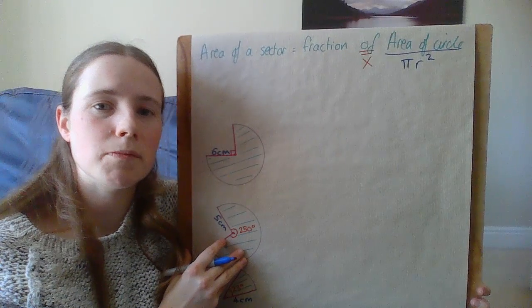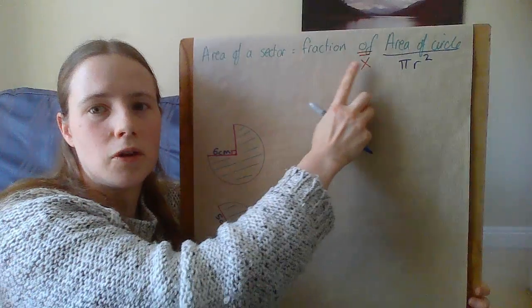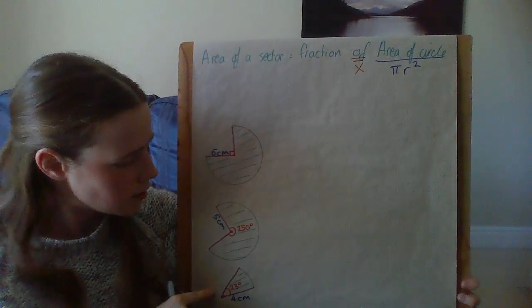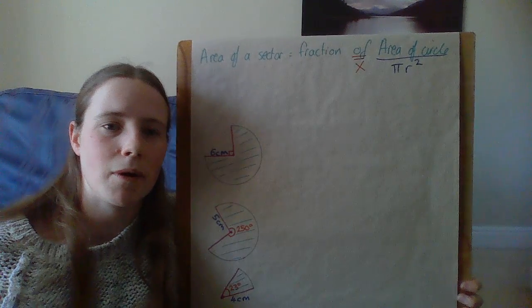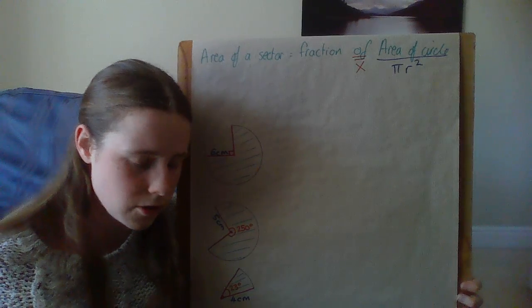Okay, so all you're going to be doing to find the area of the sector is use the fraction that you found, and you're going to times that by pi r squared. I'm going to go through 3 examples for you here, and then I'm going to give you some questions to do. If you have a calculator with you, you can use that for your questions as well.